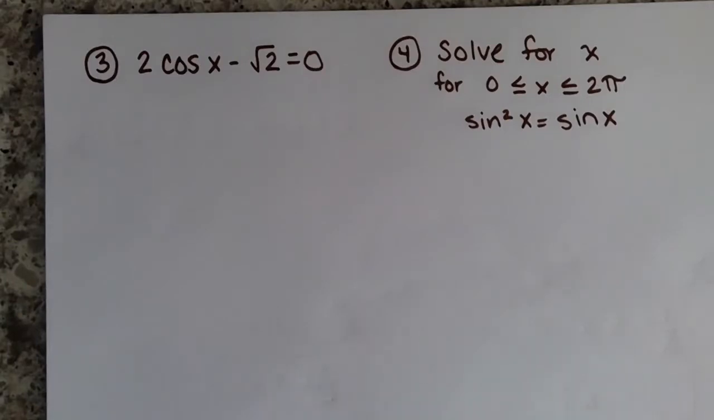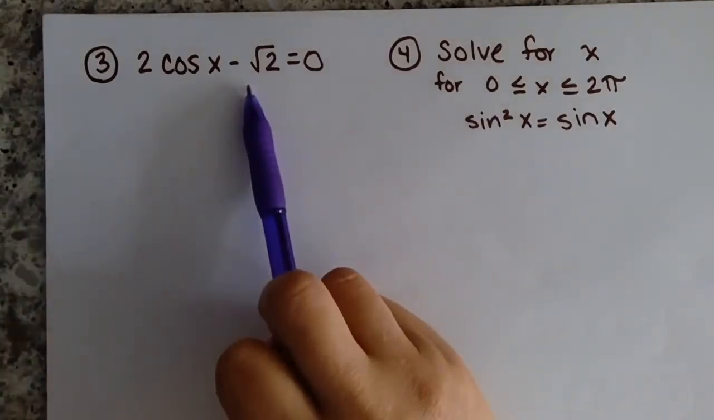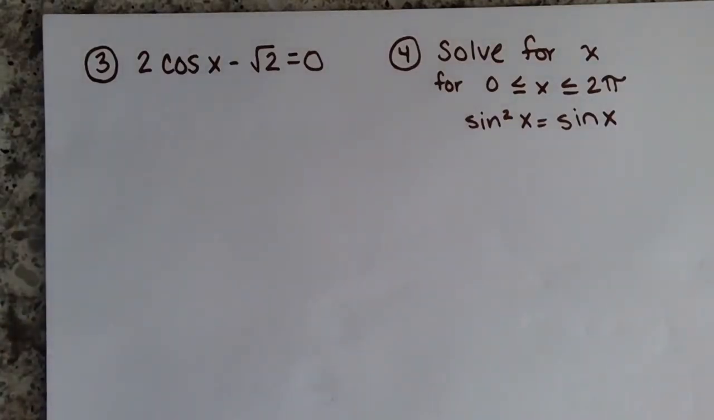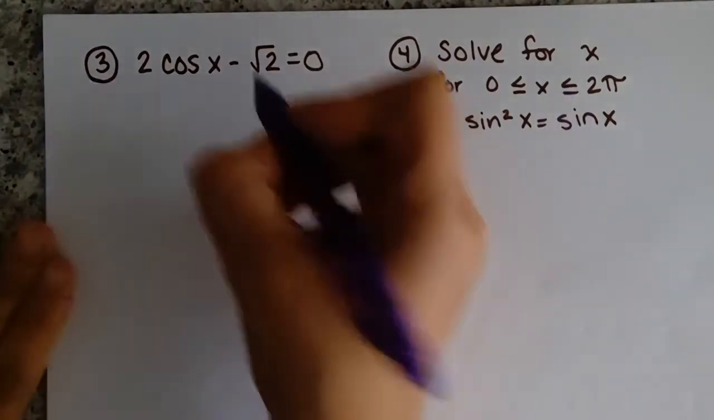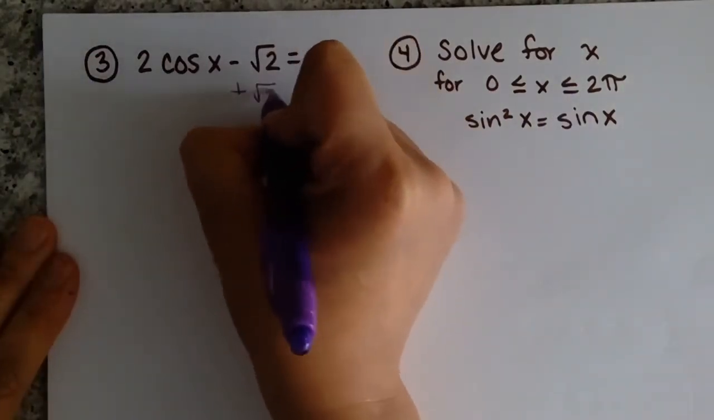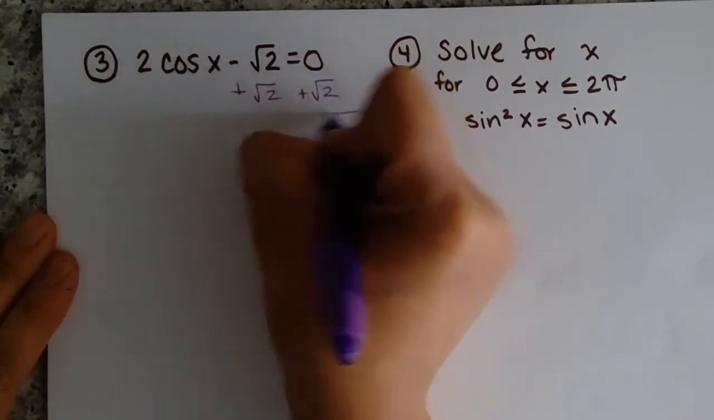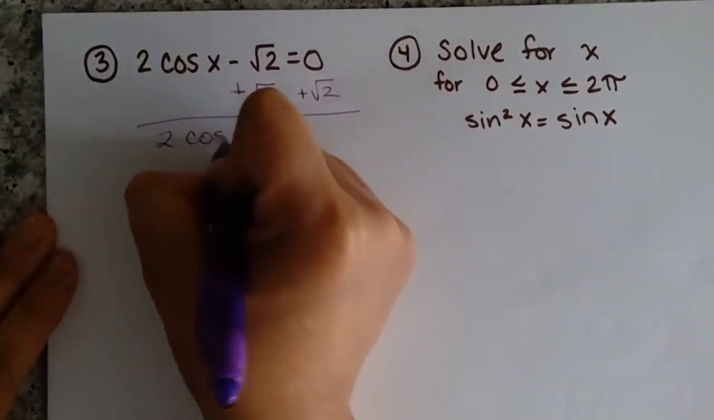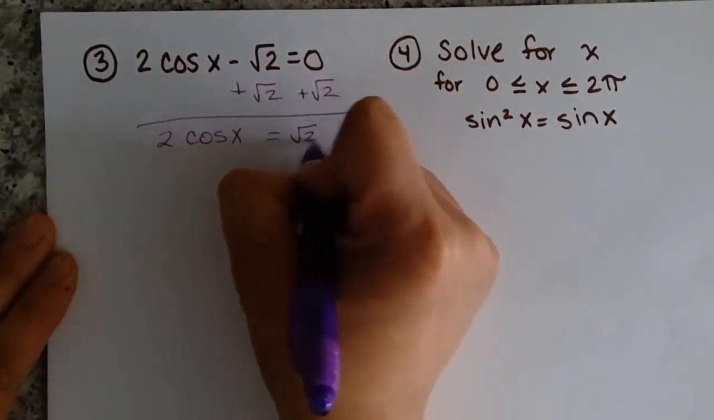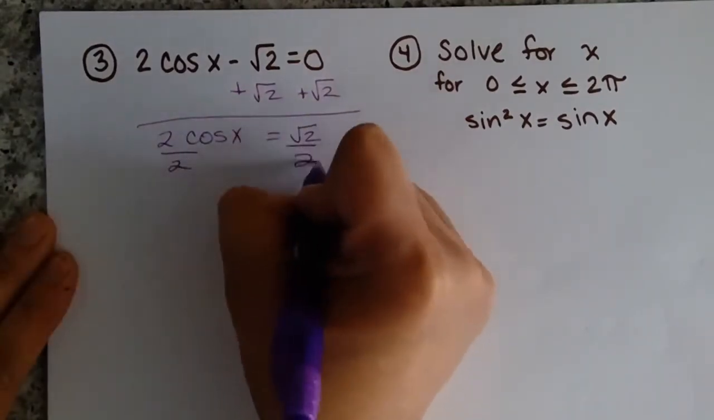All right, not too bad. So you can try this one on your own, pause it, and then check your answers. Add square root of 2 to both sides. Divide by 2.